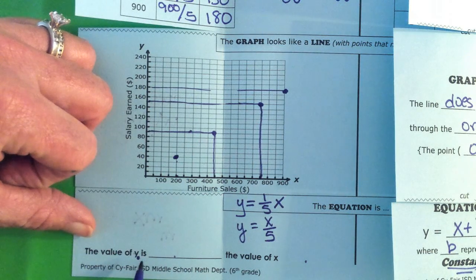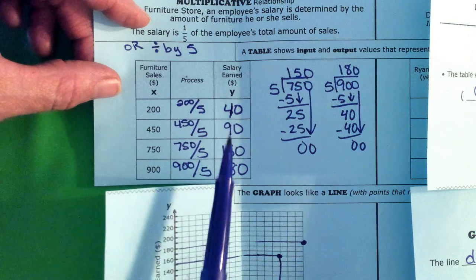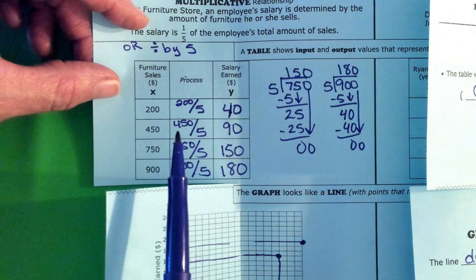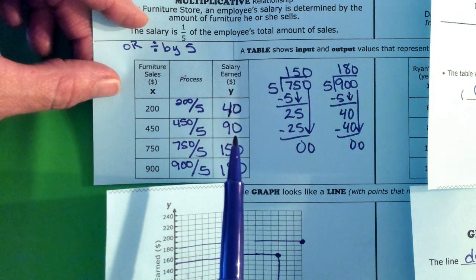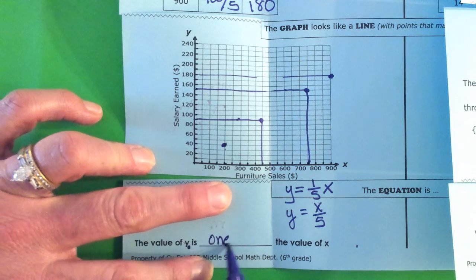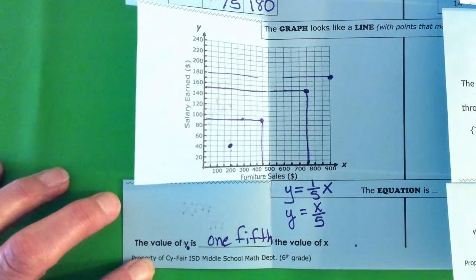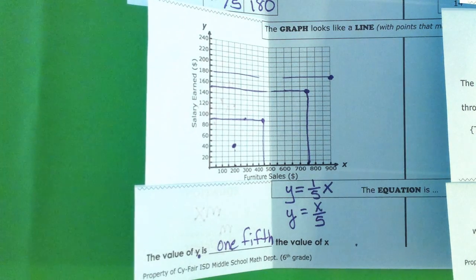Okay, now the value of y is blank the value of x. So let's look up at the table. These are the values of y, and these are the values of x. So I see they're getting lower, but I'm not subtracting, so it's not "less than," and I can't say, this would sound weird, the value of y is divided by the x, or x divided by 5. That just sounds awkward. So how we say it in these terms, the value of y is 1/5, F-I-F-T-H, 1/5 the value of x. That's why the fractions come in handy. It's easier to flow in that verbal description.